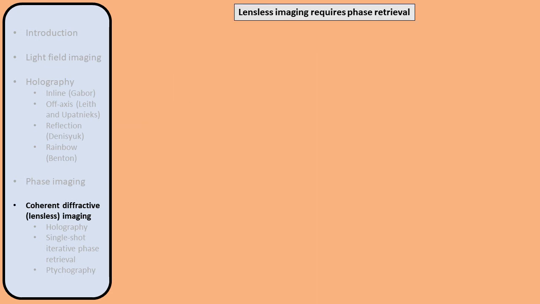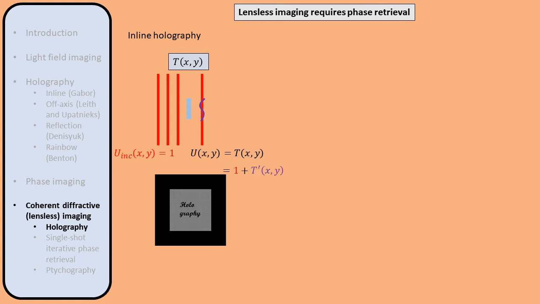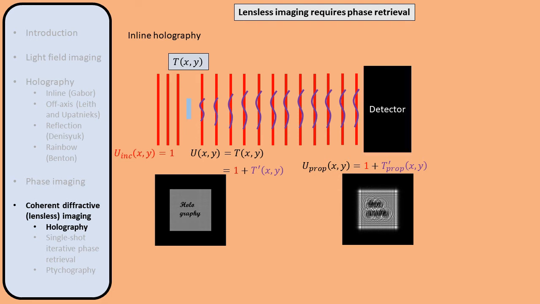We have previously seen how phase information can be recorded using holography, so let's see how we can apply holographic methods to lensless imaging. In inline holography, we have a weakly scattering sample, so that the transmitted field is given by 1 plus a perturbation. This field is propagated to the detector plane, where we detect the intensity which is given by the squared modulus of the field.